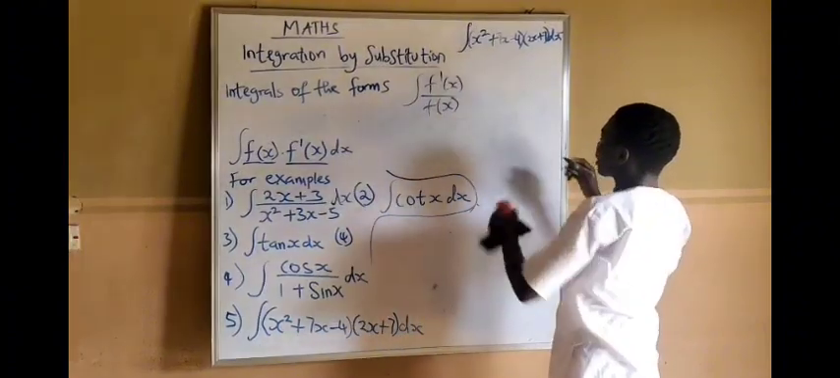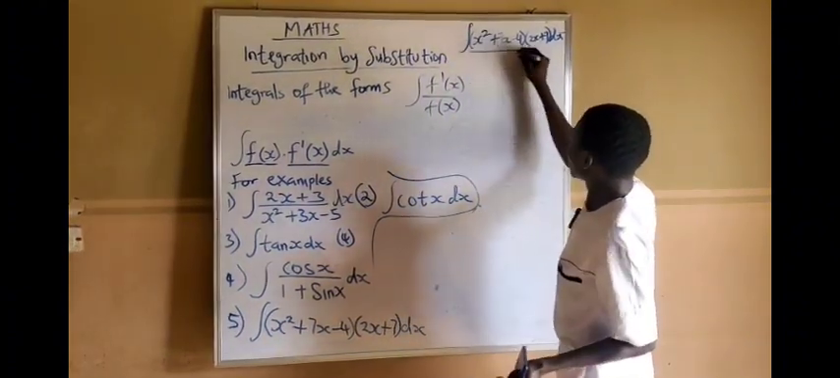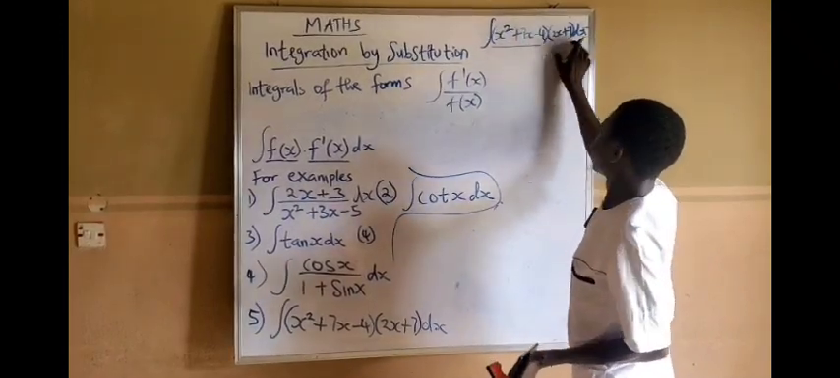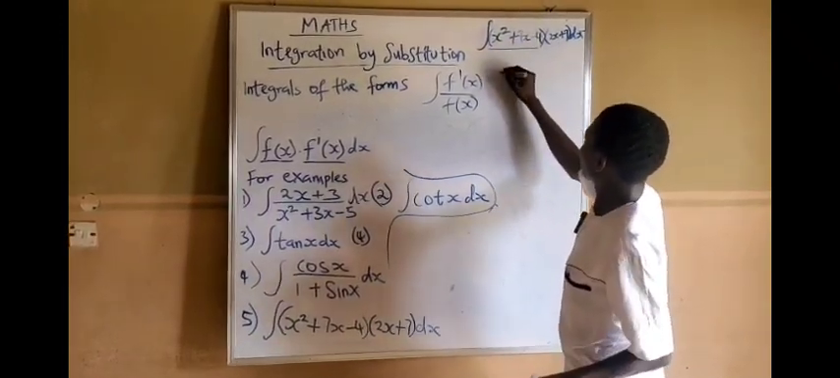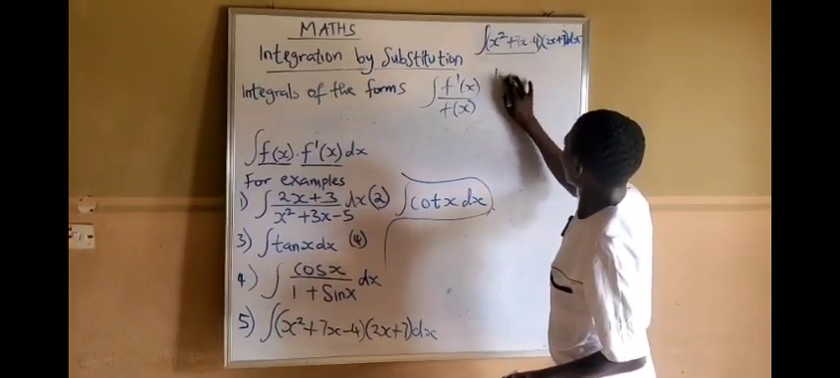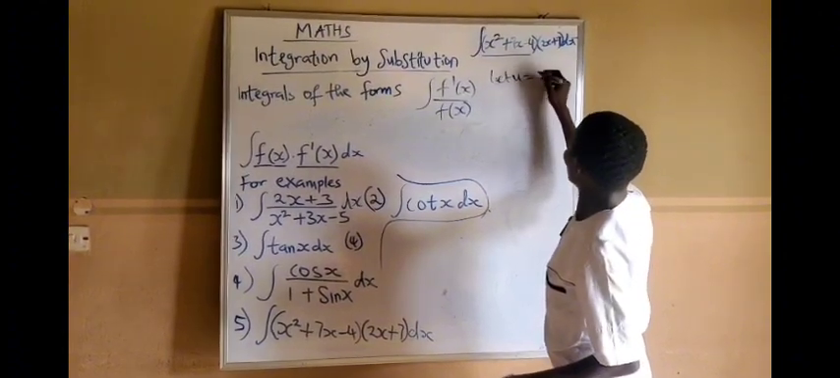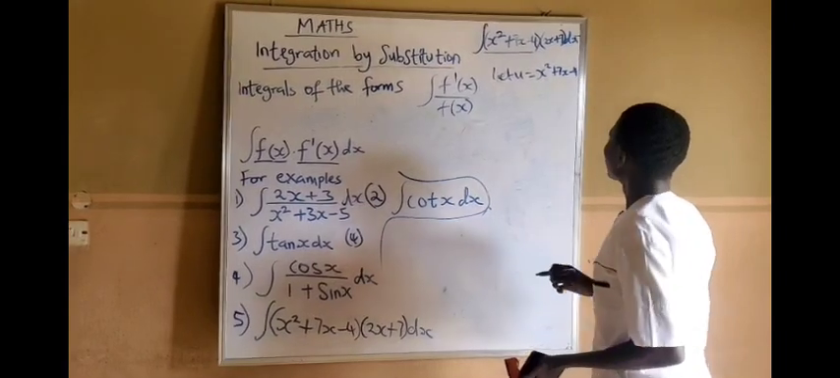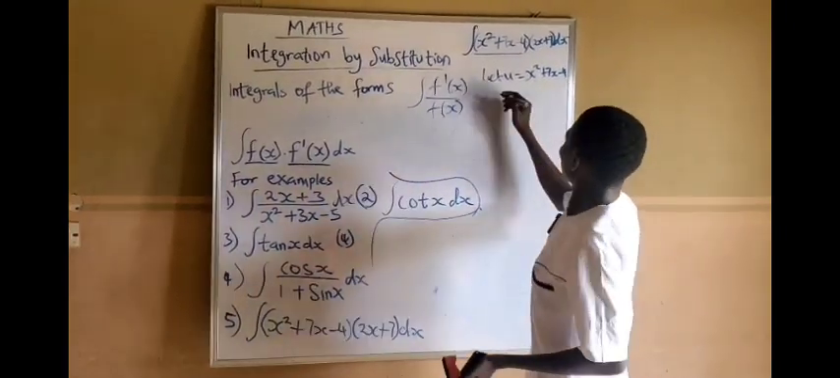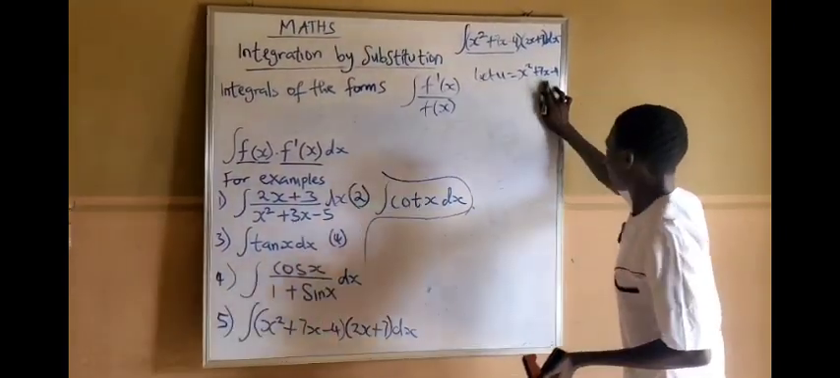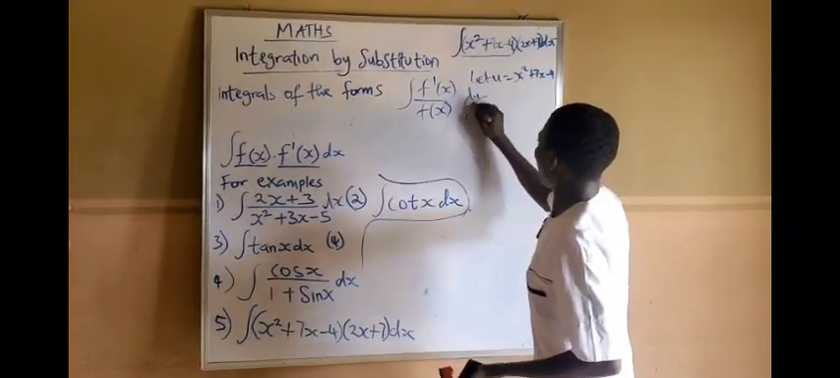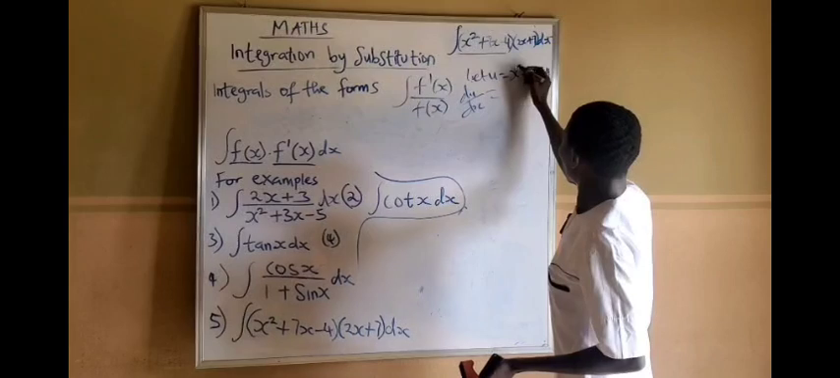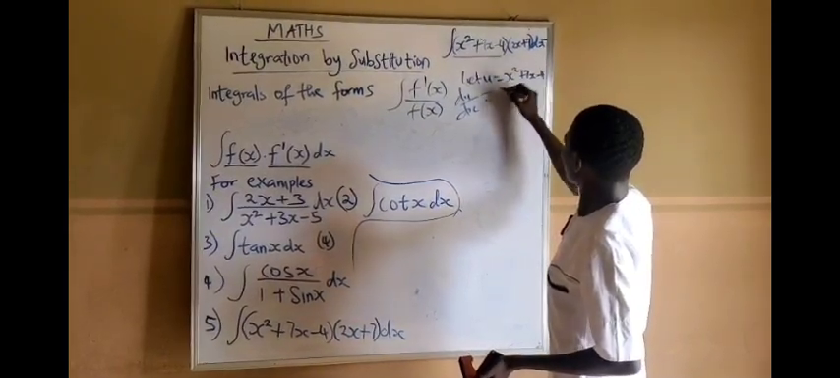So let's continue. You take what is here to be u, because you are differentiating this to give you this. So let u equal x squared plus 7x minus 4. Okay, that's good. Differentiating u with respect to x, du over dx equals, if you differentiate this using the general method, 2 times x, it will give you 2x.